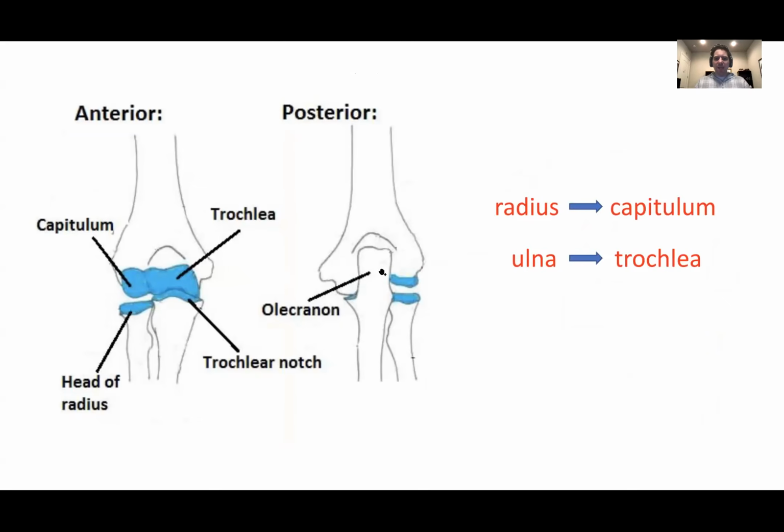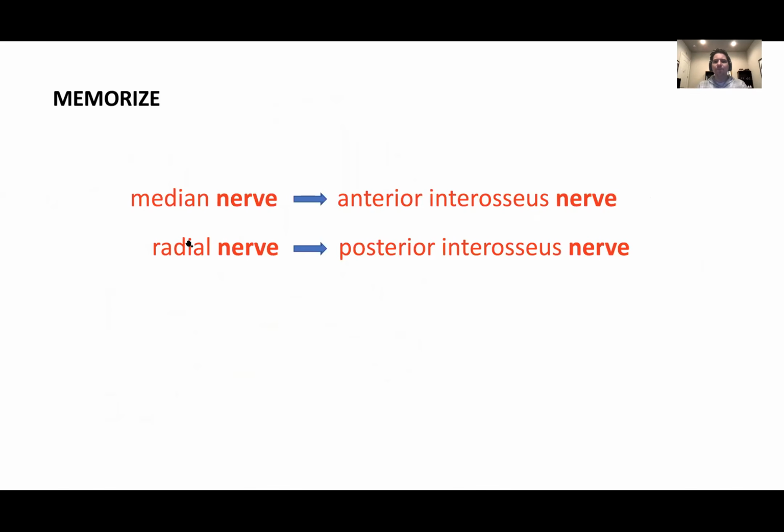So you want to know that the radius is going to attach to the capitulum of the humerus, and the ulna is going to attach to the trochlea. Now, sometimes it gets a little confusing when you look at these on x-rays. So notice that at the elbow, the ulna is bigger than the radius, okay? And as you get to the wrist, the radius is going to be bigger than the ulna. But right here, if you were just looking at this and you were trying to identify which one's which, remember at the elbow, the ulna is going to be bigger, and the ulna is going to attach to the trochlea. So just some definitions there.